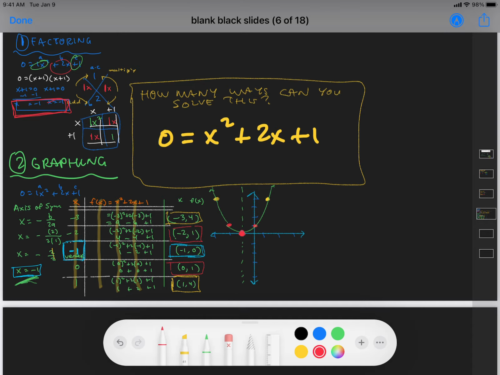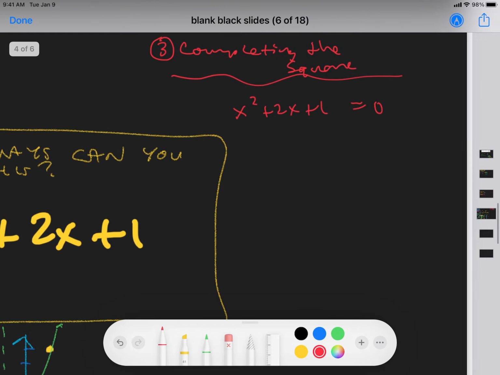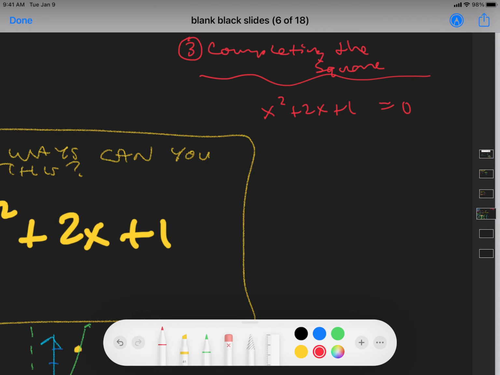Let's try this now with a different method. Let's try this one with something called completing the square. So I'm going to change it around, just totally okay in math. And this is actually the same method I'm going to put in here called square root method.